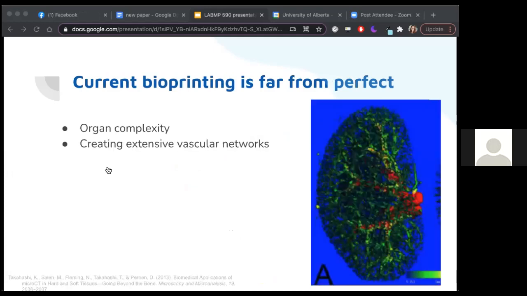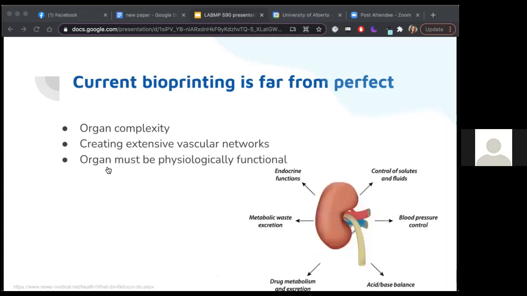The second big challenge is creating extensive vascular networks. Proper perfusion of blood to all cells is essential for delivery of oxygen and nutrients and removal of wastes and metabolites. Without a proper blood supply, these organs would not be able to function inside the body. This is a limiting factor to how thick you can make printed tissues. And the third challenge is that the organs must be physiologically functional. So the kidney is our example. In addition to being able to filter out waste and water, it also has other physiological components in order to make a fully functional kidney.